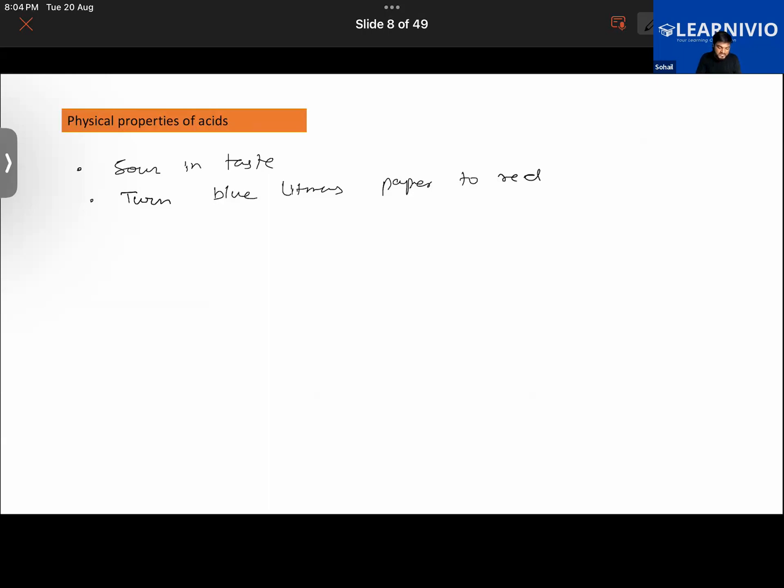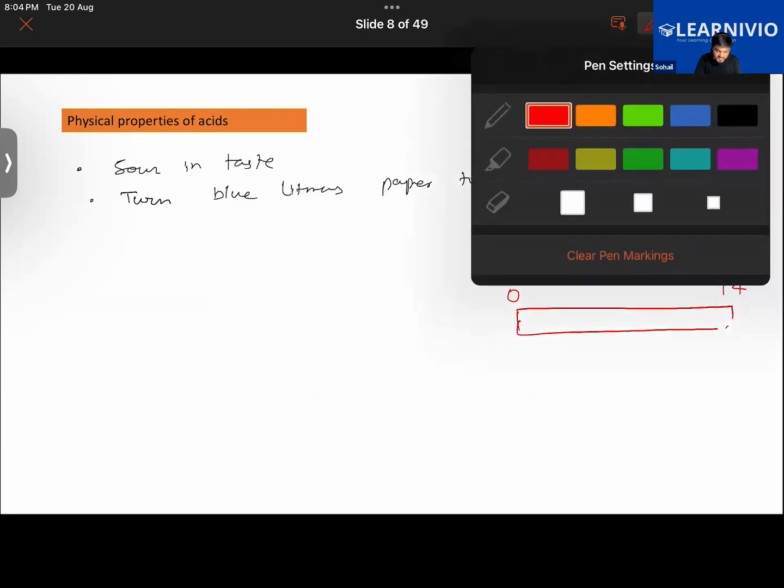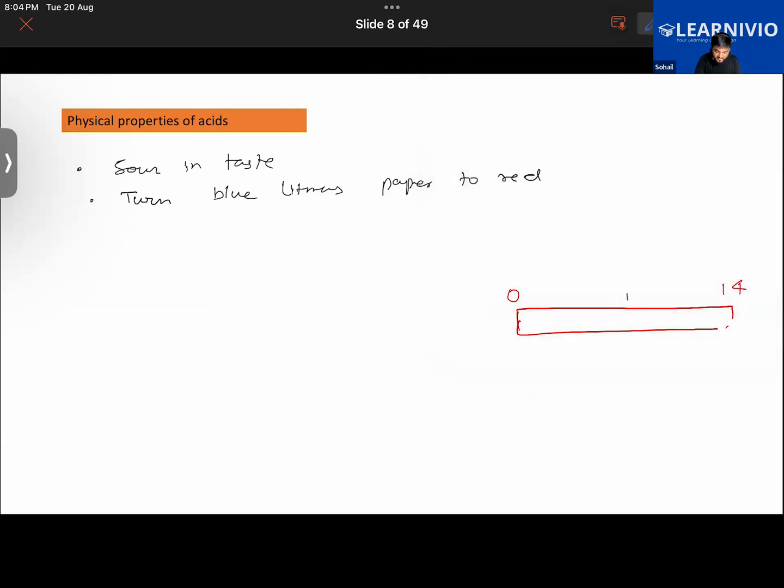The pH scale has a range from 0 to 14, and in the middle you have 7. If any substance has a value between 0 and 7, like a pH of 0, 2, 3, 4, 5, or 6, then it will be an acid.